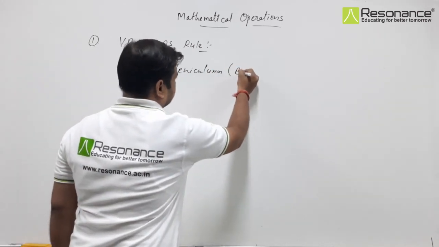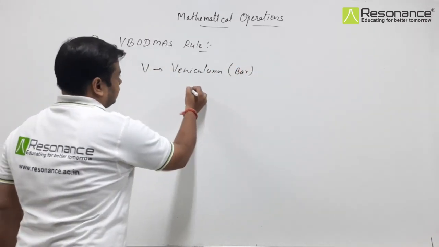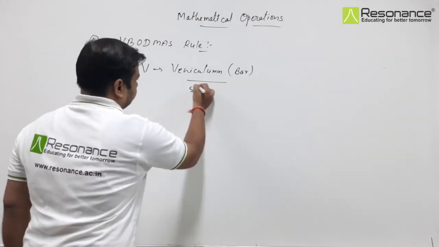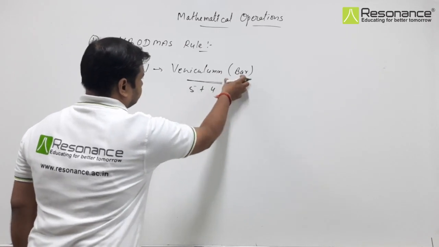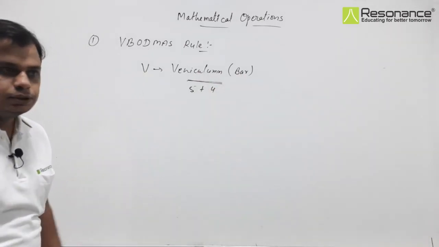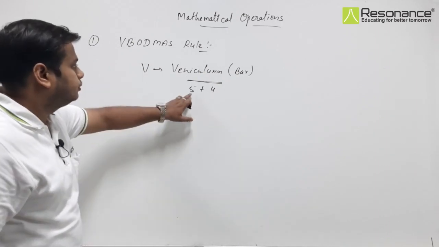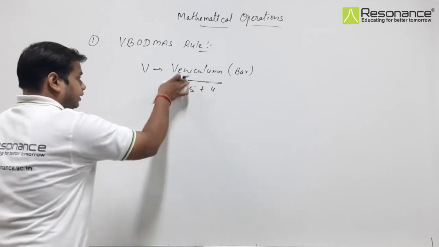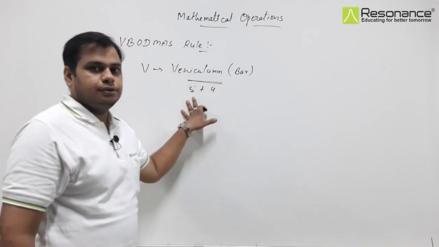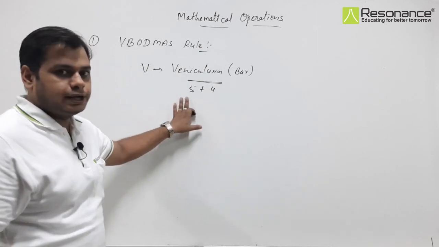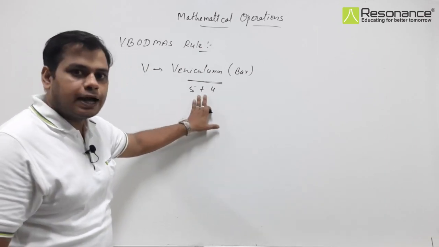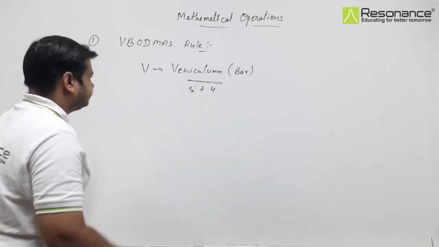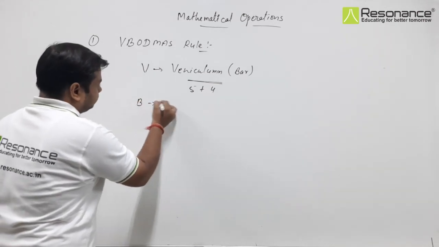Vinculum means bar. Bar means a line which is drawn over some numbers and signs, like 5 plus 4, and the line is drawn over this mathematical operation. So this is vinculum, where a line is drawn over some numbers and signs. That means if there is a line drawn on any kind of number and signs, then we have to solve that operation very firstly in the given mathematical equation. The second one is bracket.